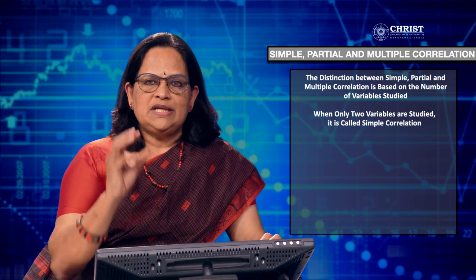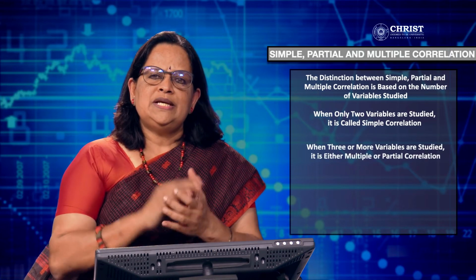So this distinction is based on how many variables you are studying. That means if you are studying only two variables, it is called simple correlation. Income and expenses is an example of simple correlation. Or savings and income tax rate, it's simple correlation. Only two variables are studied.